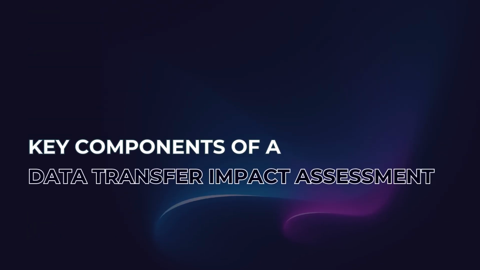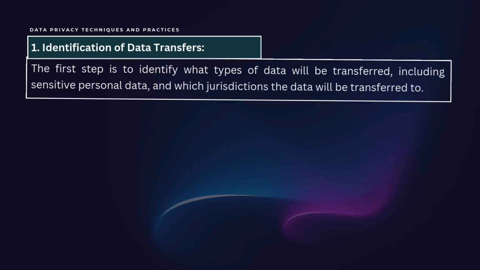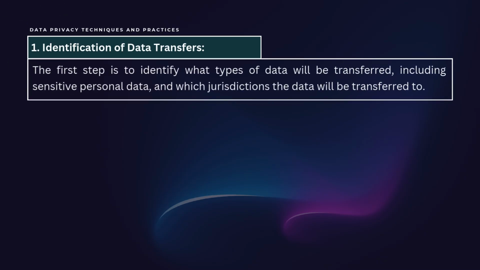Key components of a data transfer impact assessment. 1. Identification of data transfers. The first step is to identify what types of data will be transferred, including sensitive personal data, and which jurisdictions the data will be transferred to.